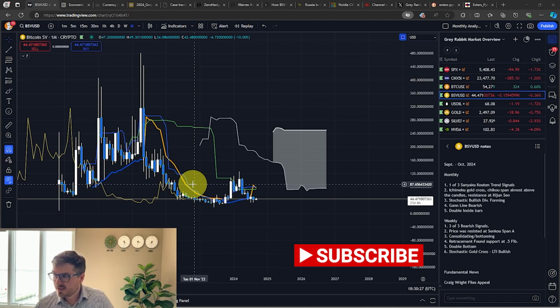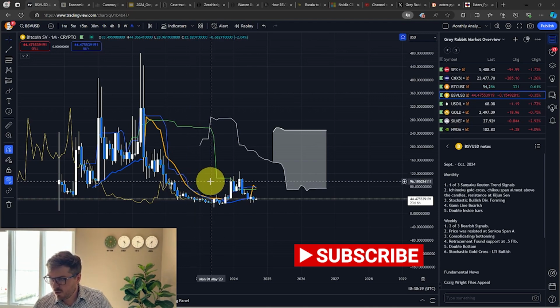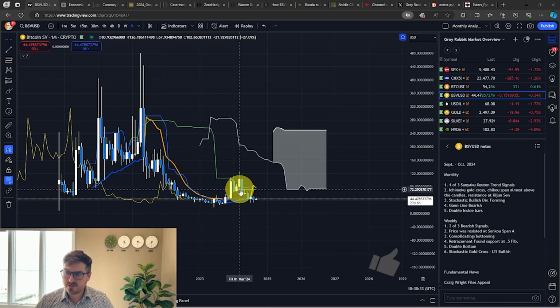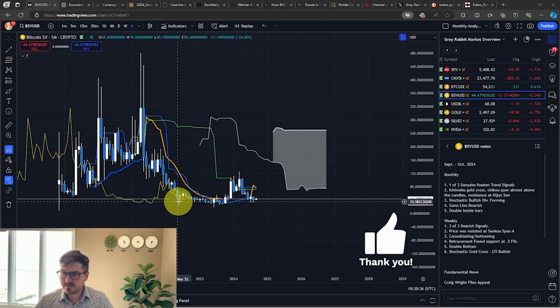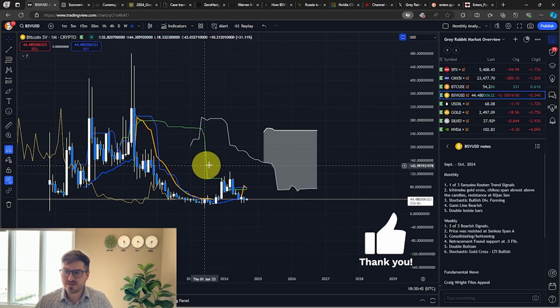So, guys, we have one out of the three Ichimoku trend signals on this chart. We have a gold cross here. And the next signal we're going to be looking for is this yellow line. It's called the Chikou span. We're going to want that to be breaking above the candles.